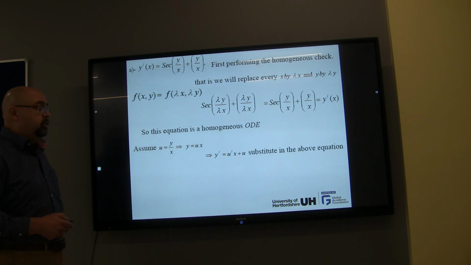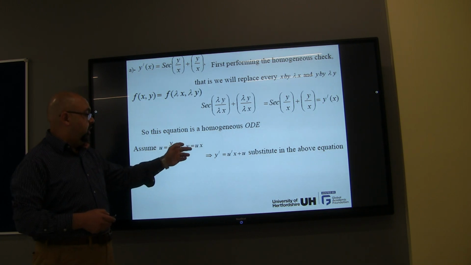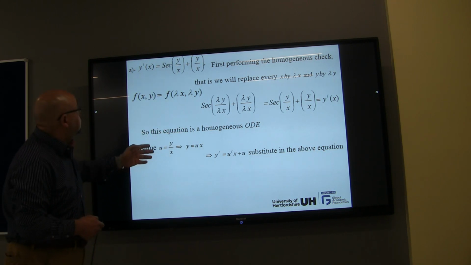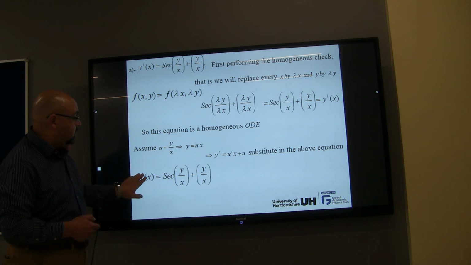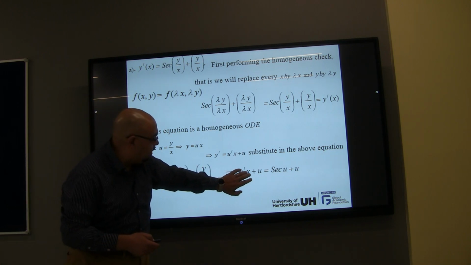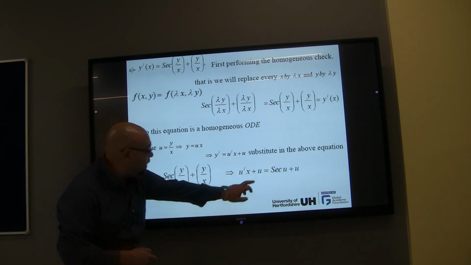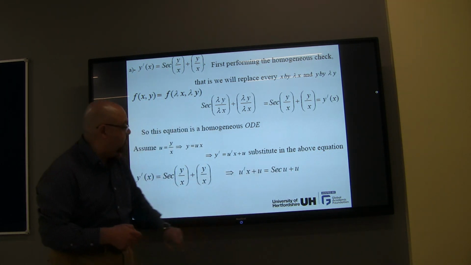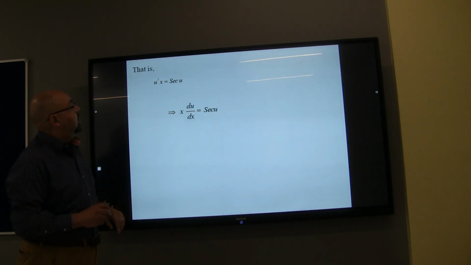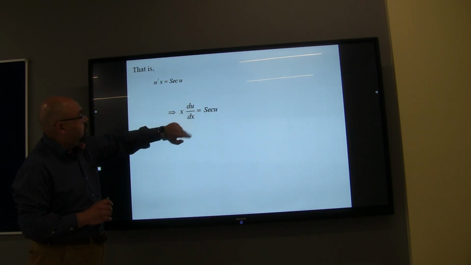The next step is to find y dash. Let's differentiate both sides with respect to x. So y dash is u dash x plus u, as you can see. Let's make the required replacement or substitution. I've just replaced y dash by u dash x plus u. So this is going to be sec u plus u. Now I can cancel out u from both sides. You will have u dash x equal sec u. Let's rearrange this equation. You will have du by dx times x equals sec u.